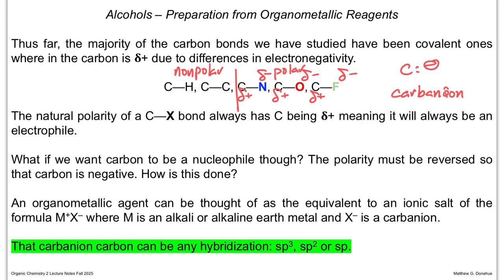Conceptually, the process is just reversing the bond polarity. We're going to make carbon minus and then balance the charge with some metal, whether it's one of these group 1s, so lithium, sodium, potassium, or group 2, magnesium or calcium. That's going to be +1 or +2. And therefore, the carbon has to be the anion, negative.